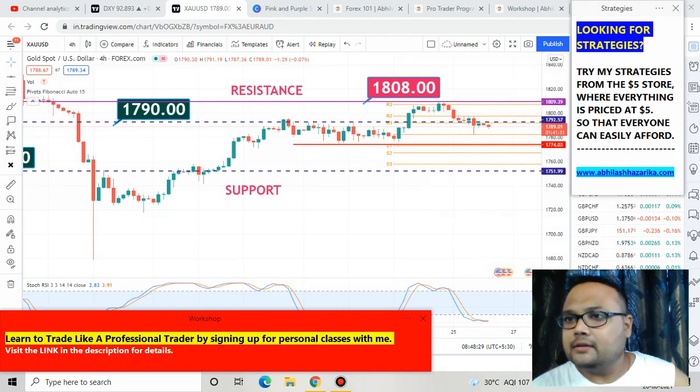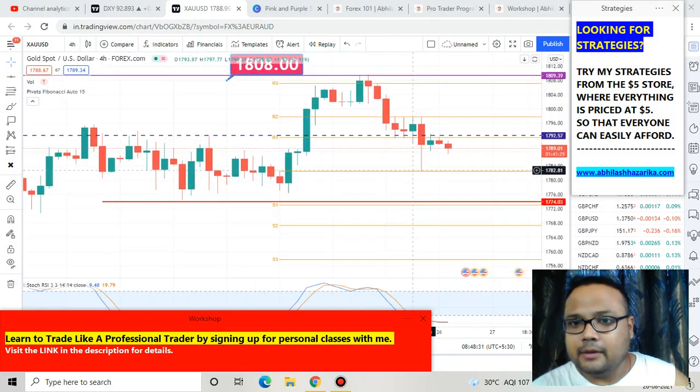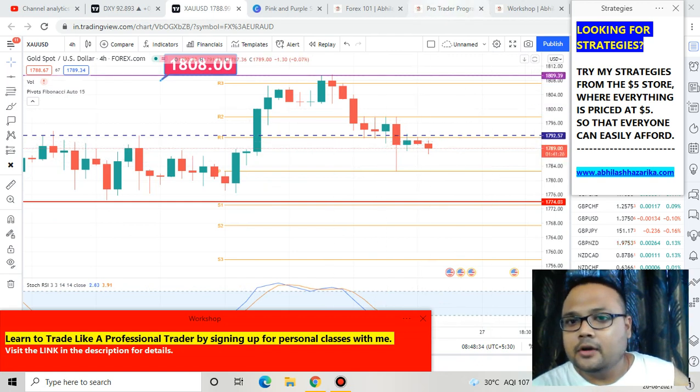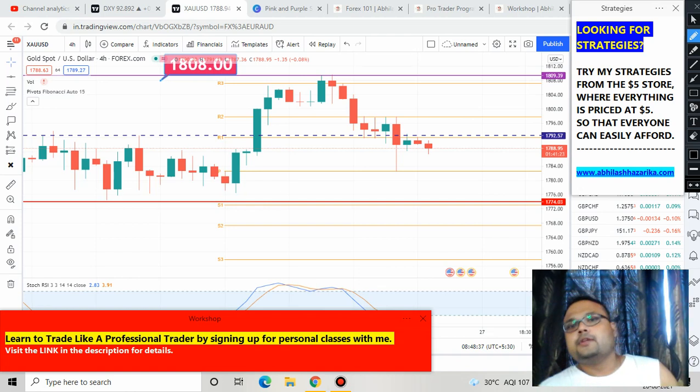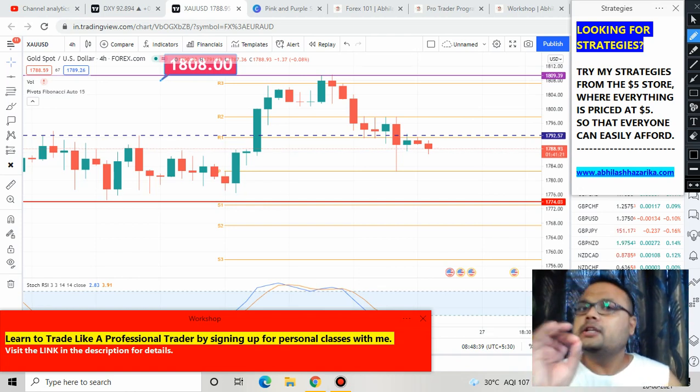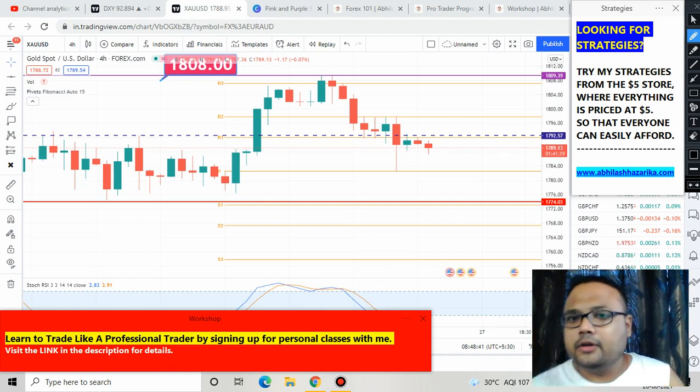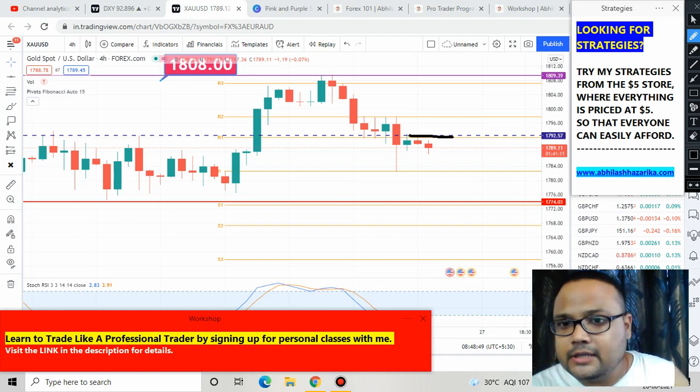Now let's discuss this area, because right now we can see that the market is trading between these two lines. If you have already initiated a sell position, then you can stay in the trade, and if you are looking for a fresh entry, then I'll say that yes, you can still initiate a sell position, because 1790 is the new resistance for the market. Therefore you can initiate a sell position here also.